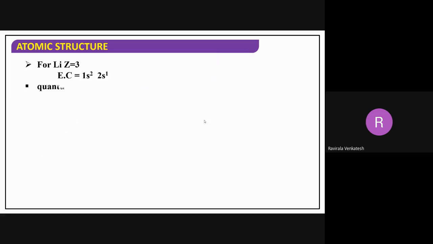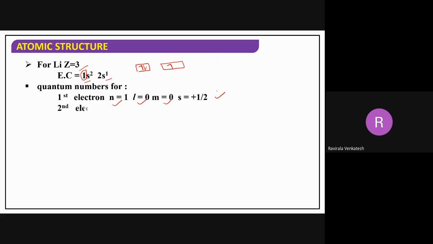Let me take lithium. The lithium atomic number is 3. The electronic configuration will be 1s2 and 2s1. Now, the first electron I am taking: 1s2 we write like this, and 2s1 we can also write like this. In this case, for 1s2, the 1 indicates the n value, l is equal to 0, m is equal to 0. The first electron is in the upward direction, plus 1/2. The second electron: n is equal to 1, l is equal to 0, m is equal to 0. Which direction is the second electron? Anti-clockwise direction. Therefore, I have taken minus 1/2.